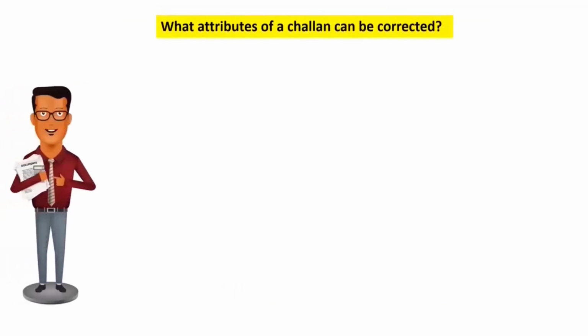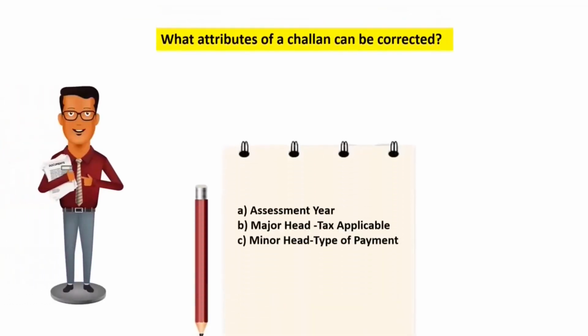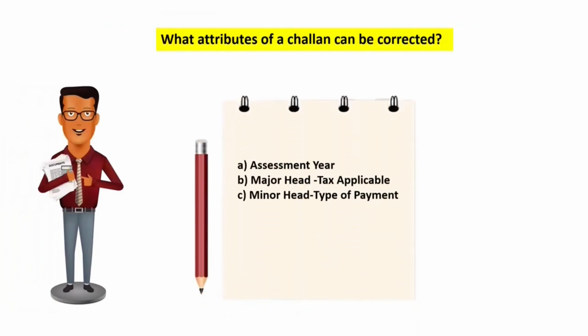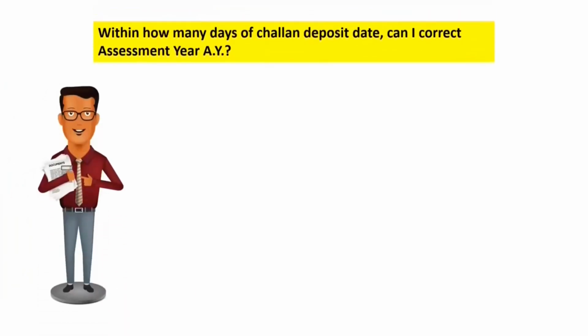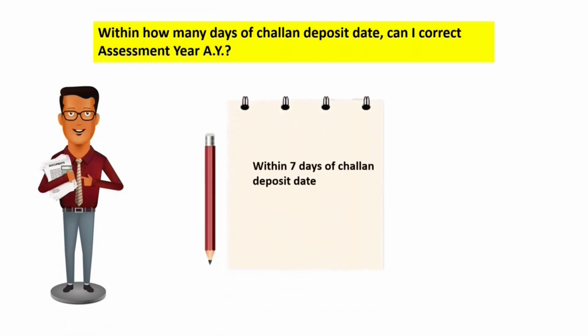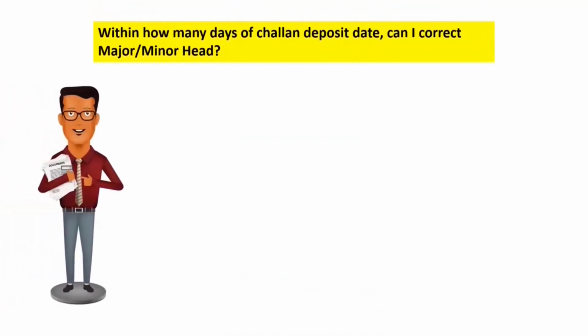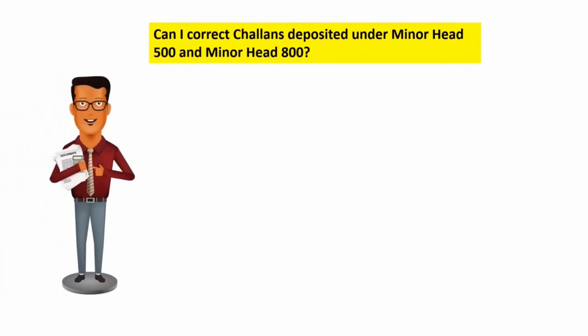There are 3 attributes of a challan which can be corrected on the e-filing portal. These are assessment year, major head, which is the tax applicable, and minor head, which is the type of payment. You would also be interested in knowing within how many days of Challan deposit date can you correct the assessment year. Please note that the assessment year can be corrected within 7 days of Challan deposit date. Similarly, if you wish to correct the major or the minor head, you get 30 days post the Challan deposit date.